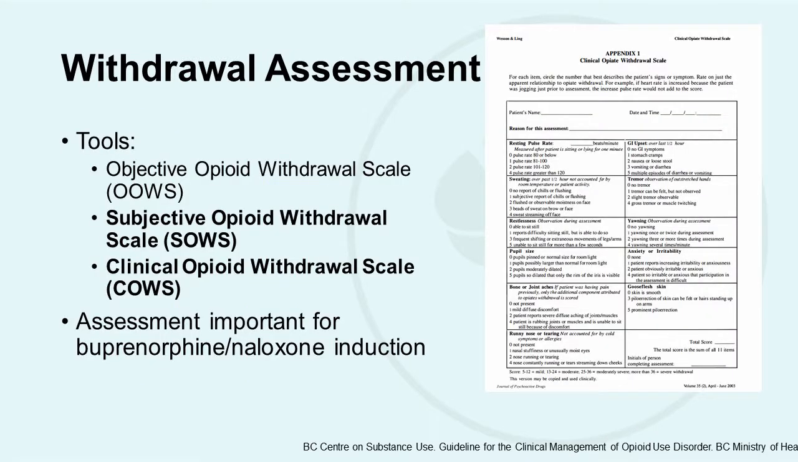There are 3 different assessment tools available. The SOWS and the COWS are the most common ones. The SOWS may be an easier assessment to complete as it relies solely on patient symptoms. No clinical parameters are actually measured. Either of these tools can be used during buprenorphine and naloxone induction. The score can indicate mild, moderate, or severe withdrawal.